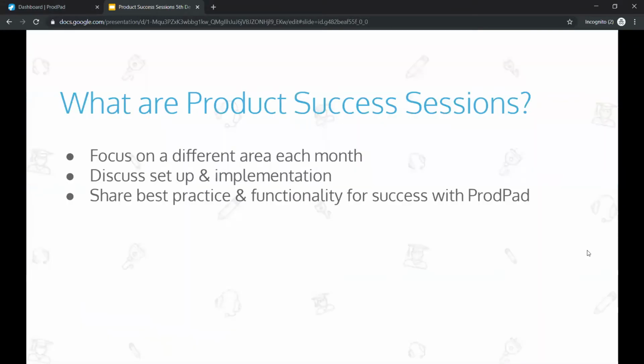We are going to talk about integrated product processes, which is the topic for today, but essentially this is just an opportunity for you to talk to us about a specific topic. Hopefully we will be doing this every couple of months or each month, depending on how you feel about it, and just share some best practices and functionality to make sure that you are set up for success.